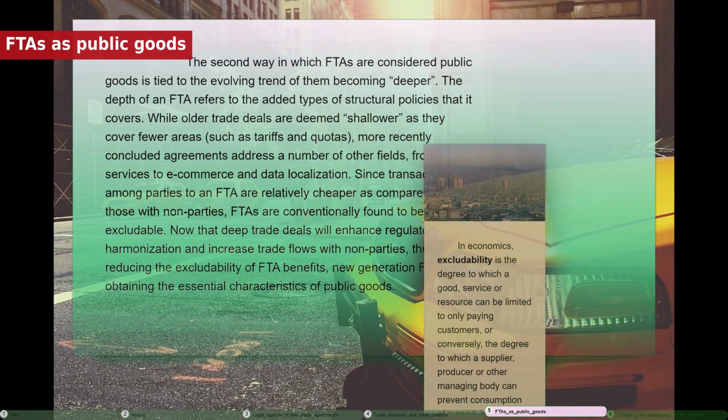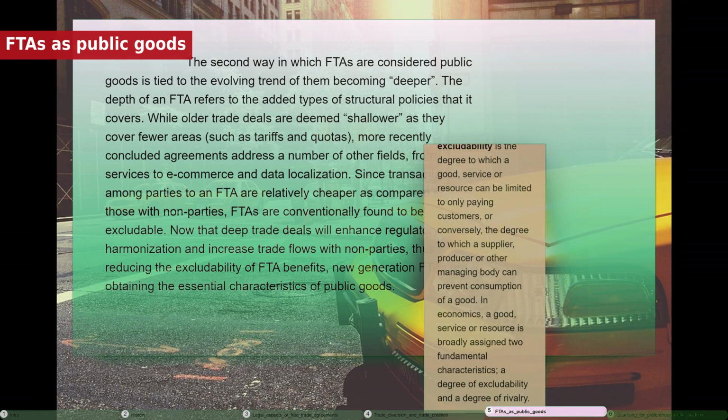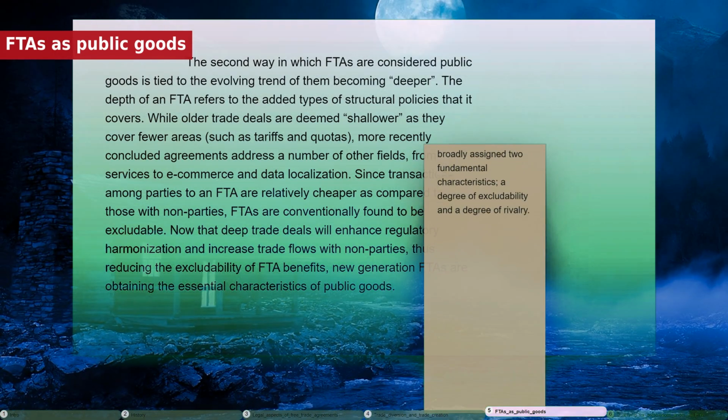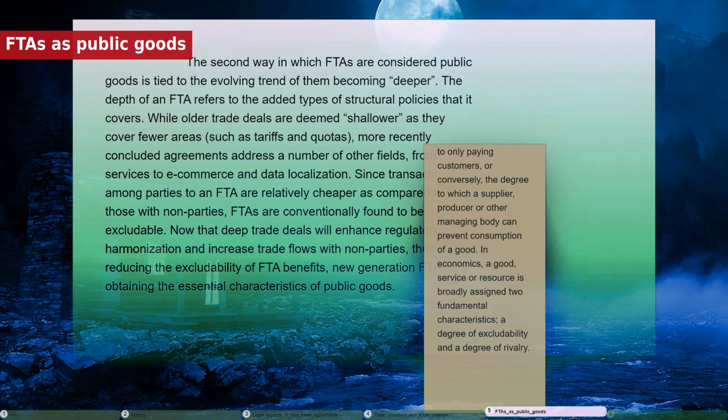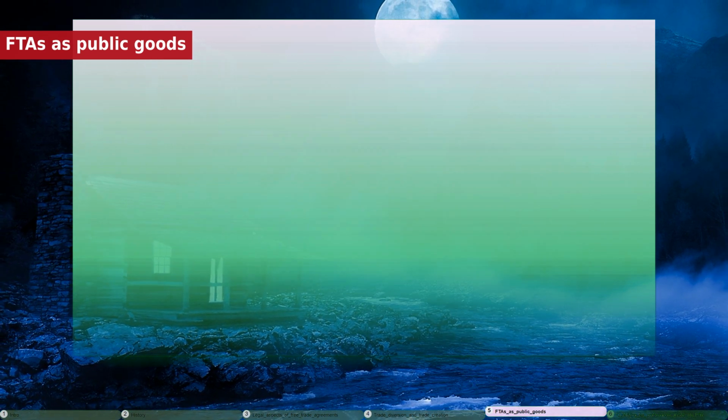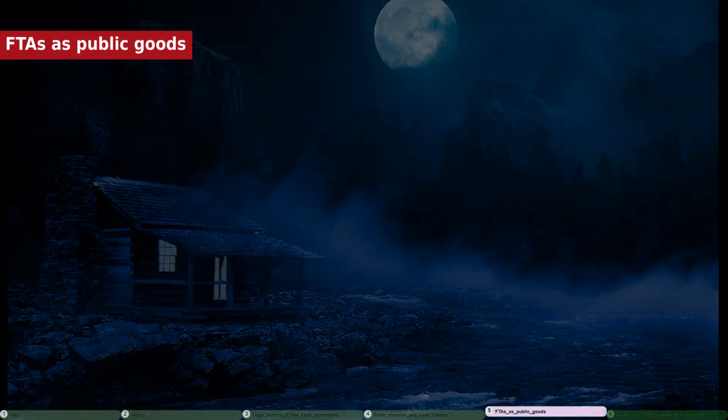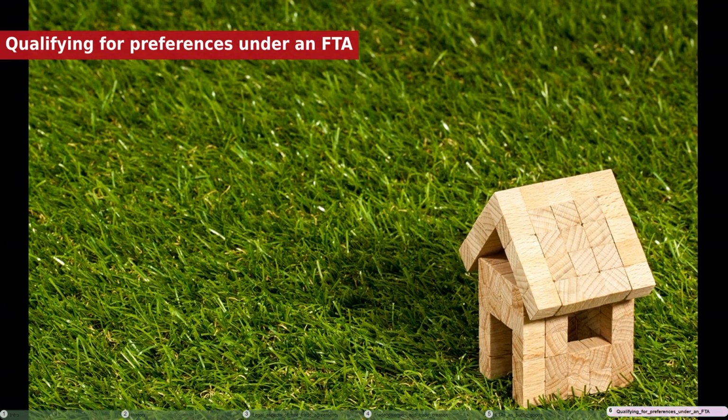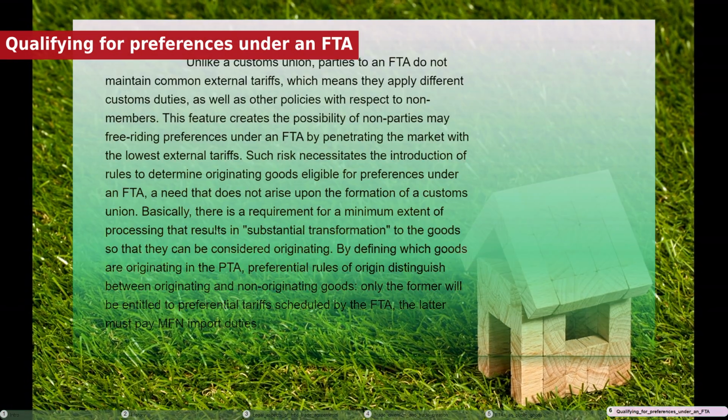What does that deeper aspect mean for international trade? It means FTAs now cover services, e-commerce, and much more, making transactions cheaper and offering broader benefits to member countries. How do countries ensure that non-members don't benefit from these agreements? That's where rules of origin come in.